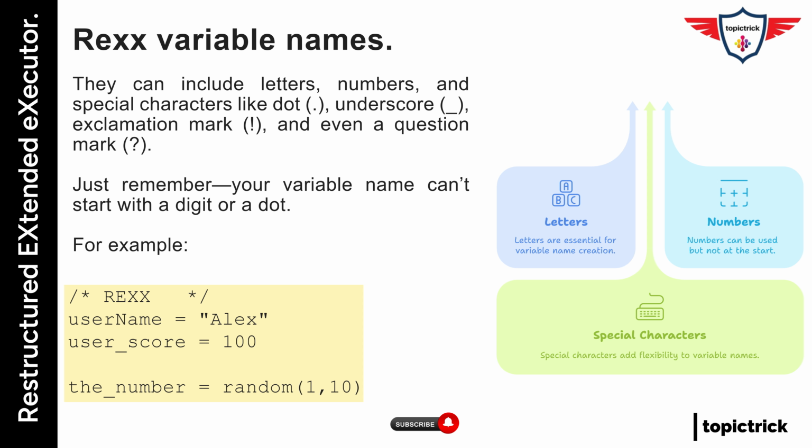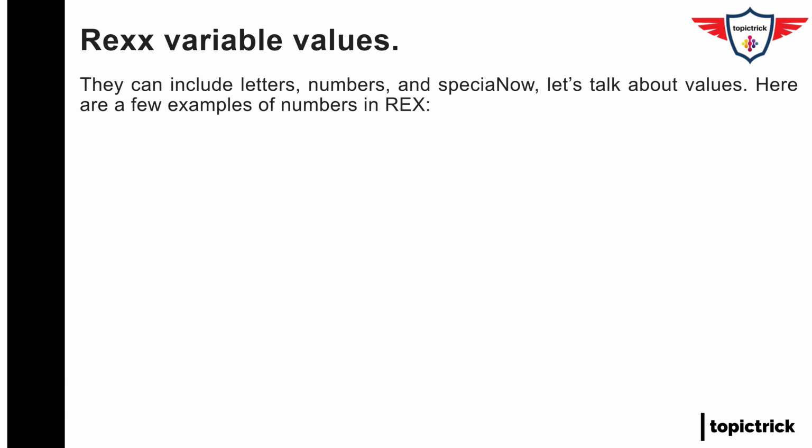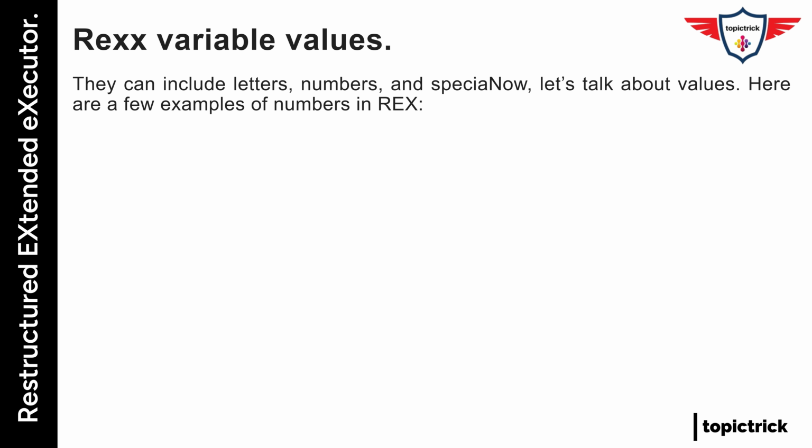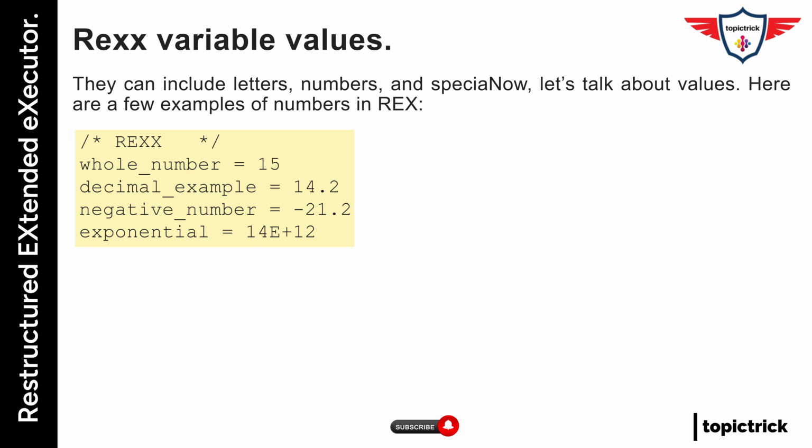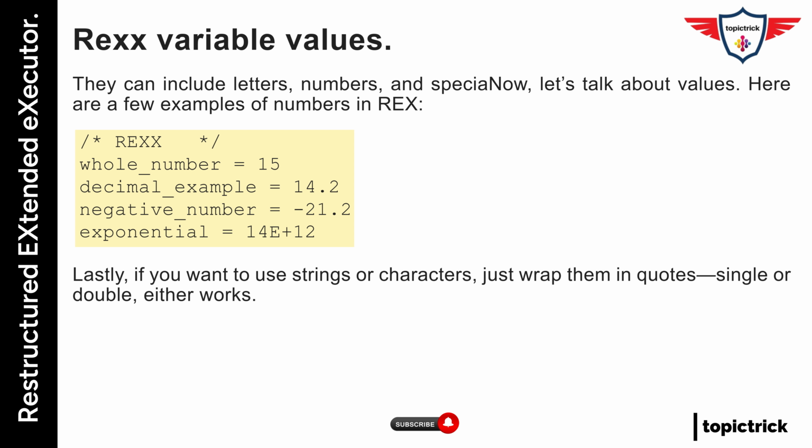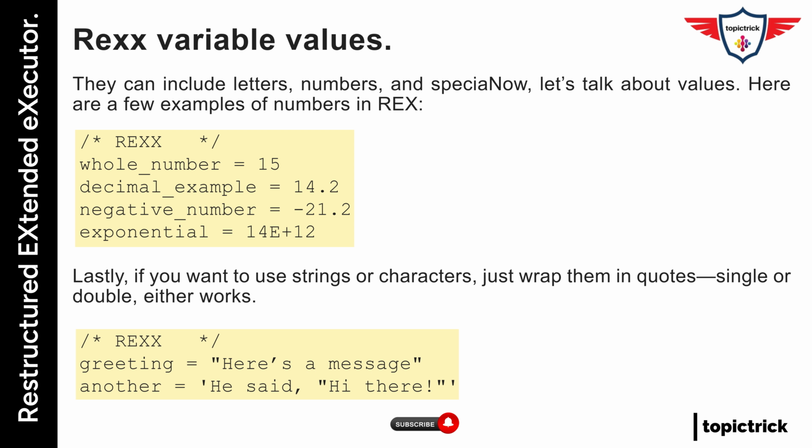Now let's talk about values. Here are a few examples of numbers in Rexx: whole_number = 15, decimal_example = 14.2, negative_number = -21.2, exponential = 14E+12. Even though these look like different types, Rexx treats them all as strings behind the scenes. Pretty neat, right? Ever used an unassigned variable? Rexx will return the name itself in uppercase. So if some_variable = some_variable, then say it's uninitialized.